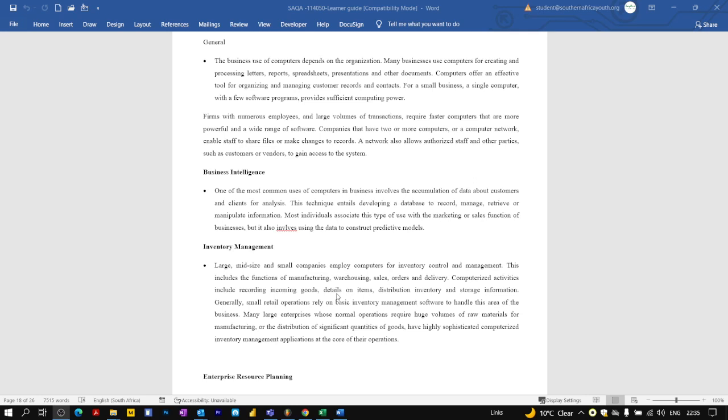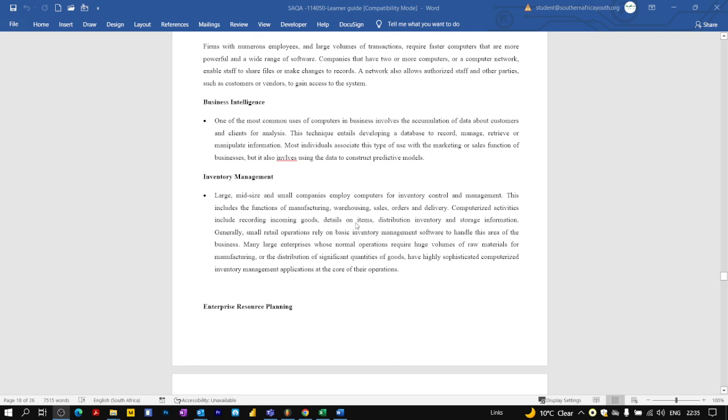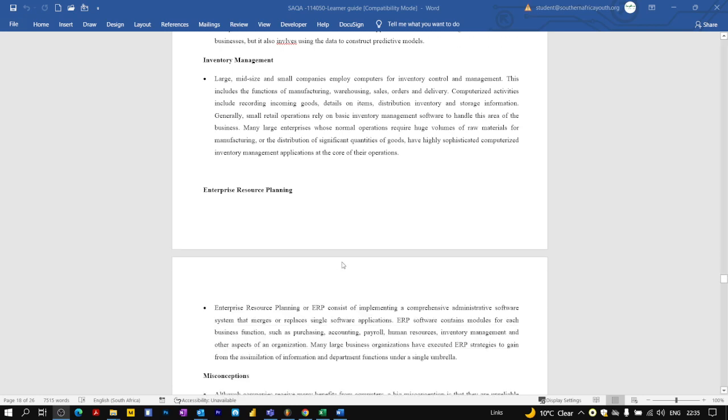The other thing that we use computers for is inventory management, where large, mid-size, and small companies employ computers for inventory control and management. This includes the function of manufacturing, warehousing, sales, orders, and delivery. Computerized activities include recording incoming goods, details on items, distribution of inventory, and storage information and so forth. So literally logistics, how we can actually be able to put our logistics in order.